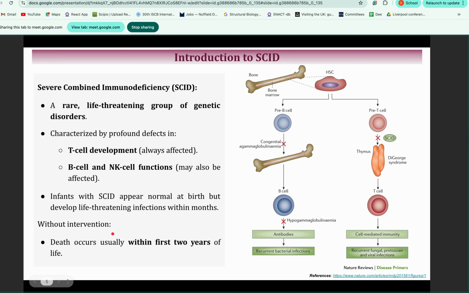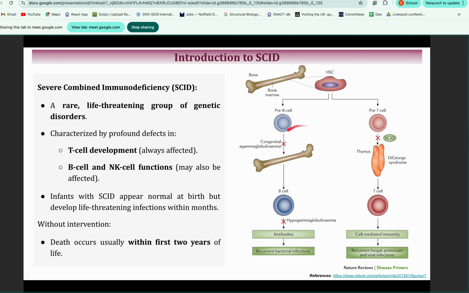And without intervention, if no cure is developed, death can occur usually within the first 2 years of life. So this shows how the hematopoietic stem cells, which are obtained from the bone marrow, can give rise to pre-B cells and pre-T cells. Pre means the precursor cells, which will later develop into mature B cells and mature T cells.